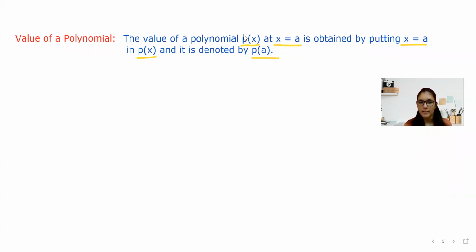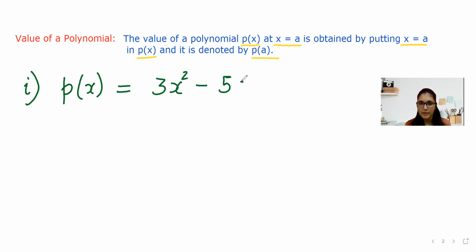So let's do one example on the value of a polynomial, and then it will be more clear to you. For example, p(x) is a polynomial of the type 3x square minus 5x plus 6. It is a quadratic polynomial. You can even identify the type of polynomial. Now the question is that you have to find the value of p at x equals 2. See, I have written 2 over here. I have replaced this x by a number, that is 2.